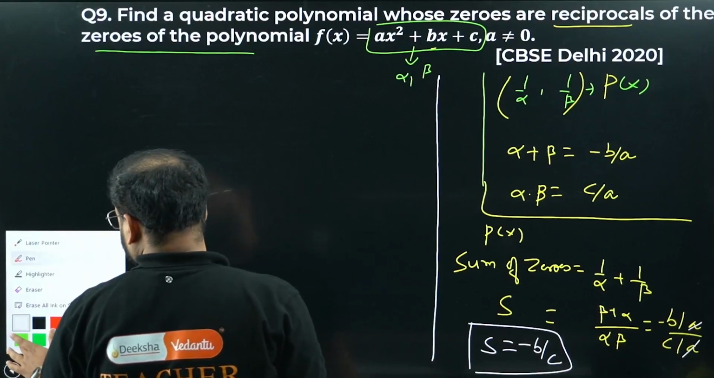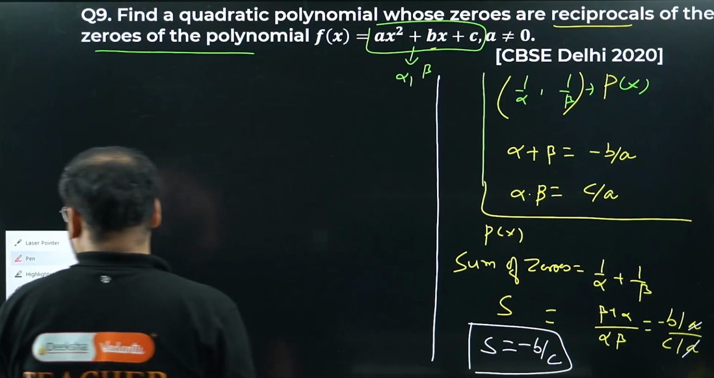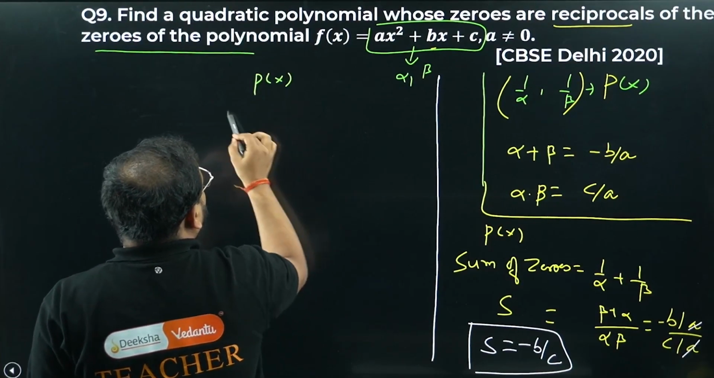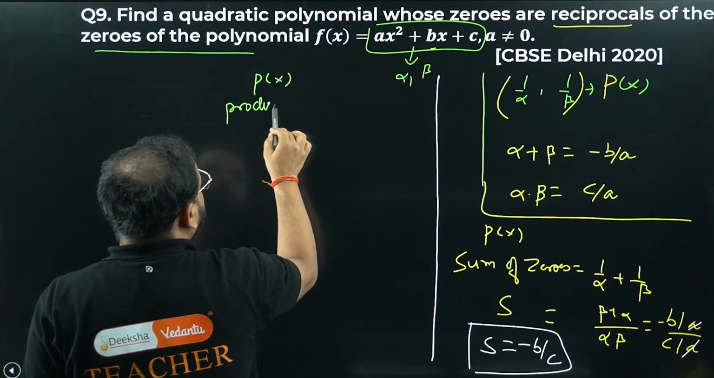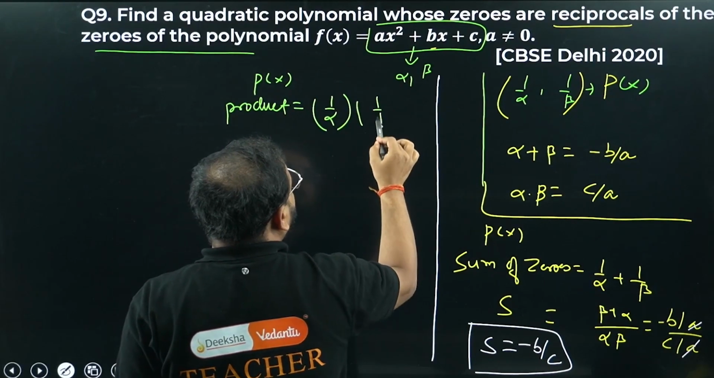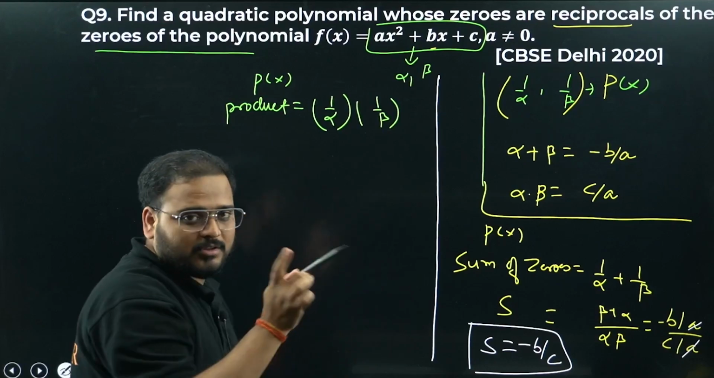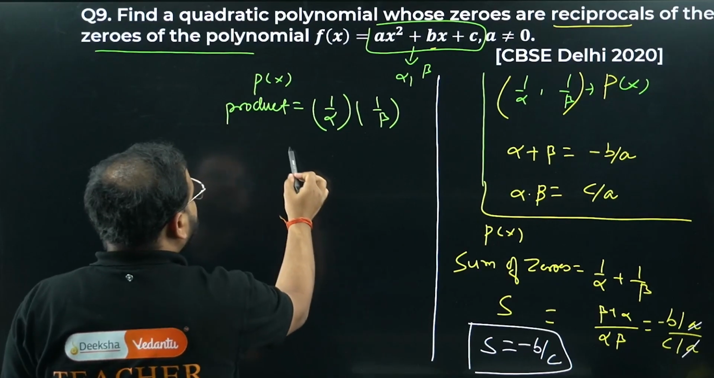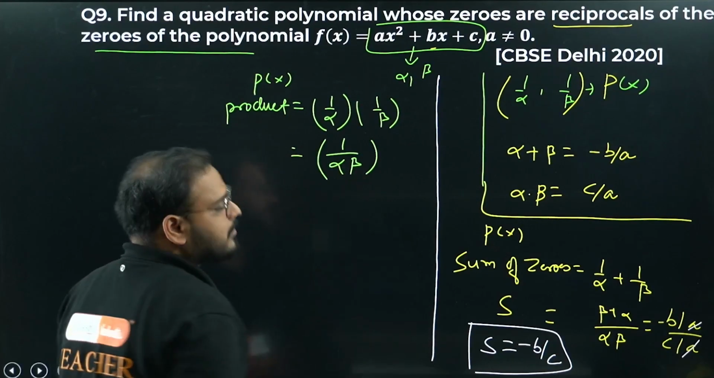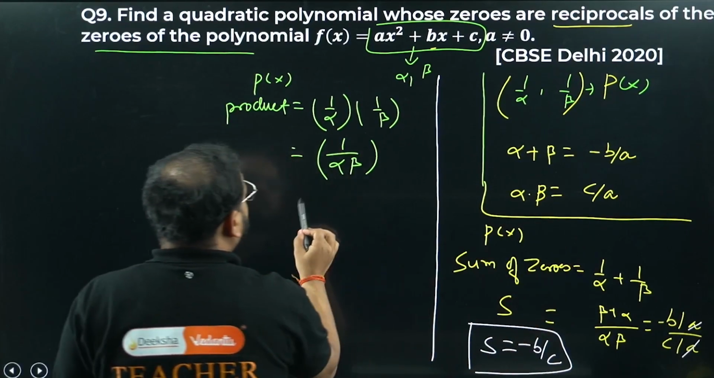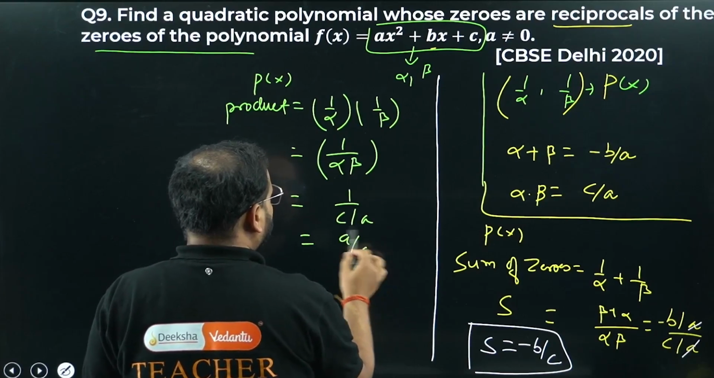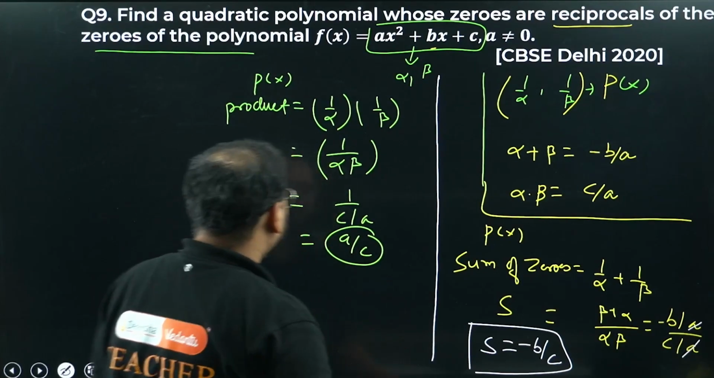Great. Let us see the product now. For P of x only, what I'm looking for is the product: 1 by alpha times 1 by beta. Because the zeros are reciprocals, that's why 1 by alpha, 1 by beta. This is going to be 1 by alpha beta. What's alpha beta? C by a. So 1 upon c by a will become a by c. Yes, sir. Now write the polynomial.